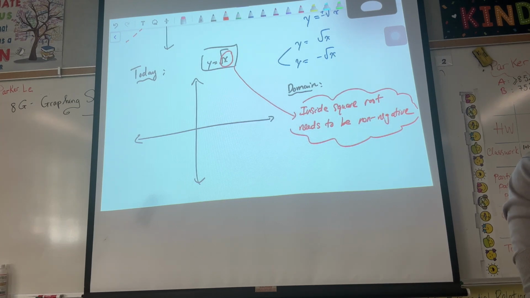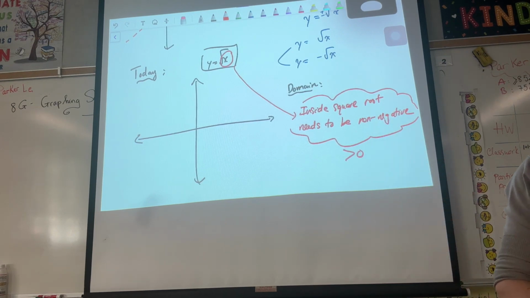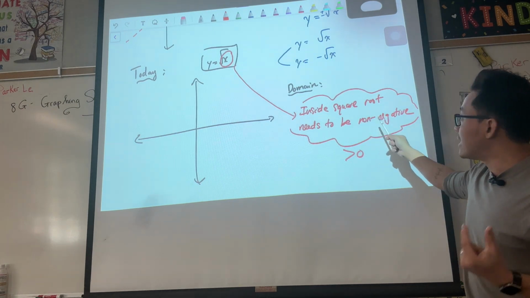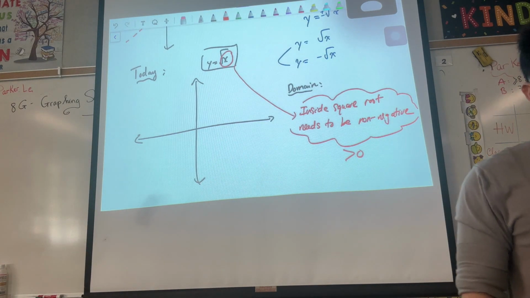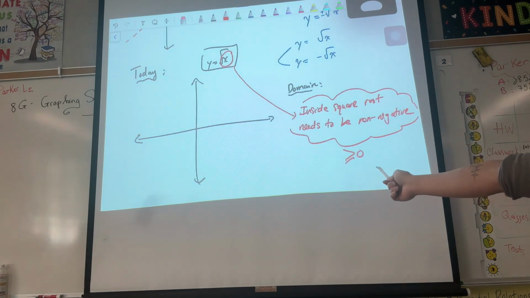If you say you need the inside to be positive, that means you only need it to be larger than 0. You don't take the 0. But if I say it needs to be non-negative, that means I take the 0 as well. So that's why it's larger than or equal to 0. Make sense? So that's about language. But don't worry if you don't get this. It needs to be larger than or equal to 0. That's what we want.